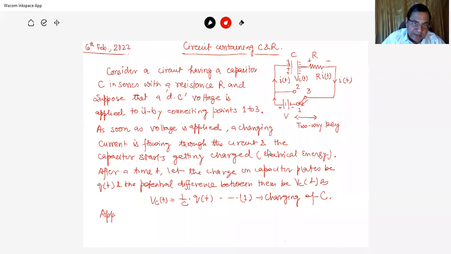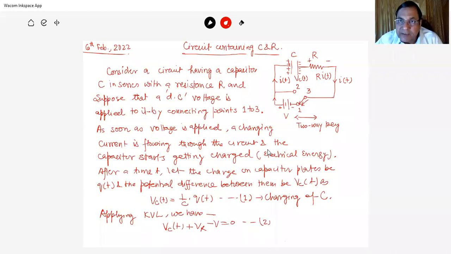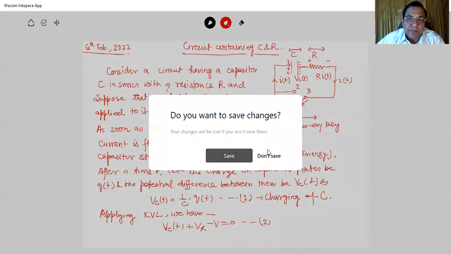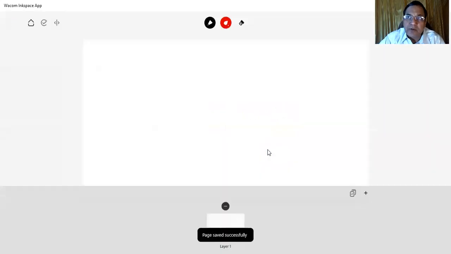Applying Kirchhoff Voltage Law, we have Vc(t) plus VR minus V is equal to 0. This is equation 2. मतलब ये देखिए ये पॉजिटिव पॉइंट है. This is the positive point which create the Vc. This is the positive point, that is VR, and here it is connected with the minus of source voltage. तो इस तरह से एक किरचॉफ वोल्टेज लॉ का एक इक्वेशन ड्रॉ हो गया.